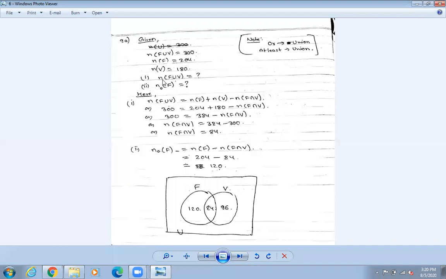Maybe this is not the union, this is the intersection over here, both again. So make it this one. F intersection V equals question mark, and only F equals question mark. These are the two questions that you are asked. You are asked to draw the Venn diagram also.